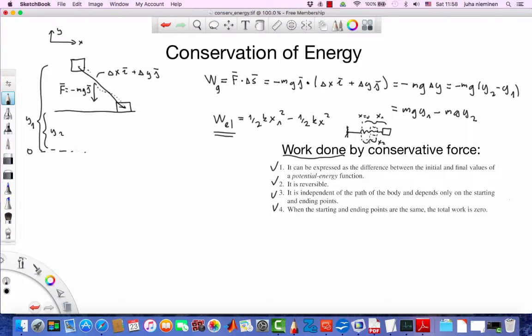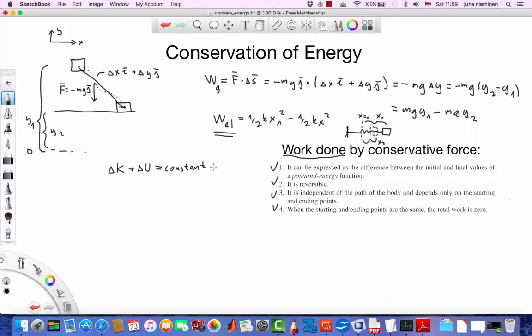All the experiments done to this day on objects that are only under the influence of conservative forces, the following has been observed. The change in the object's kinetic energy plus its change in potential energy, for example, as given by one of these functions, is constant. Basically saying that the energy is being conserved.